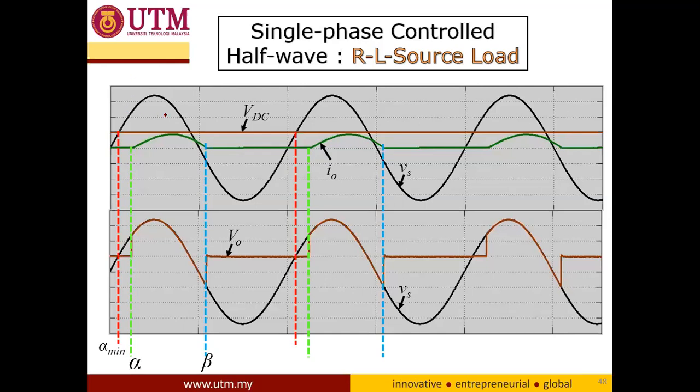As you can see here, the difference is that we have what I call the firing angle delay. Even though the SCR is forward biased, if there is no triggering signal, it will remain off until the triggering signal is given.